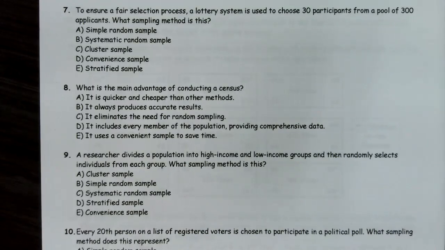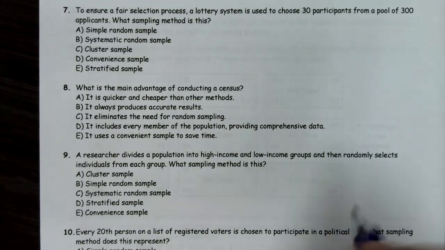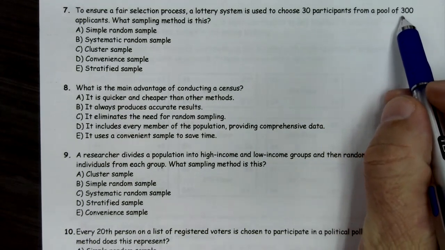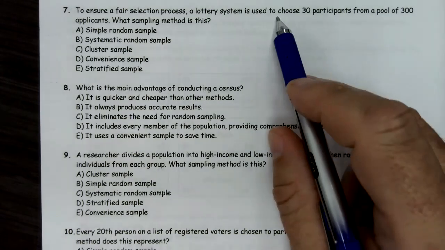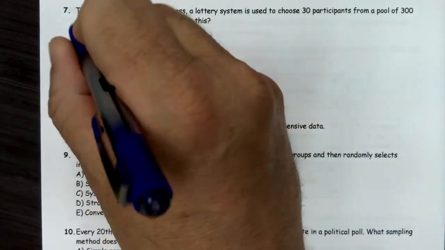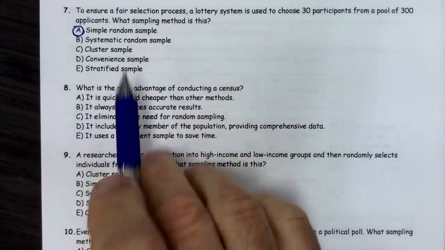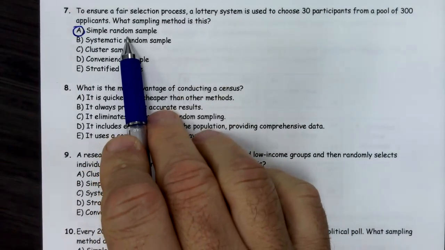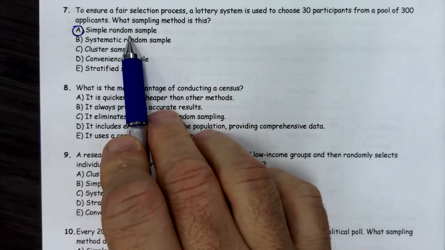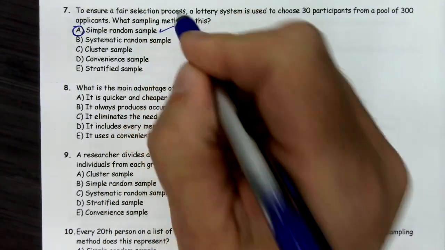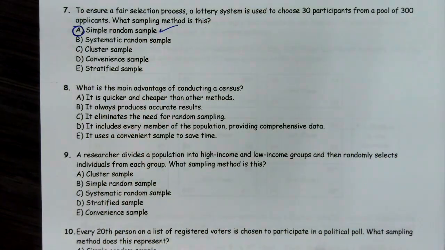Number 7, to ensure a fair selection process, a lottery system is used to choose 30 participants from a pool of 300 applicants. What method is this? We didn't break them into groups. We just put 300 names in a hat and drew 30. That is your basic simple random sample. One hat, everyone has an equal chance of being selected, and every group has an equal chance of being selected. Simple random sample.